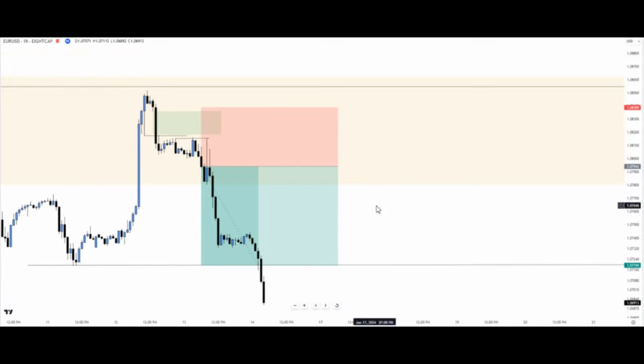And there we have it. So you can see our price trade all the way from this particular area, attacking this particular draw on liquidity right there.